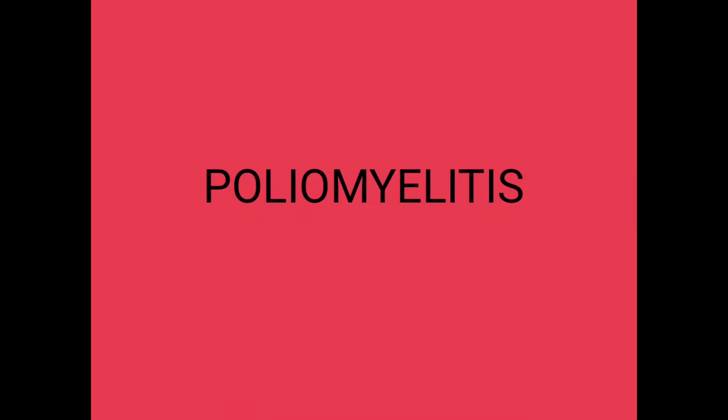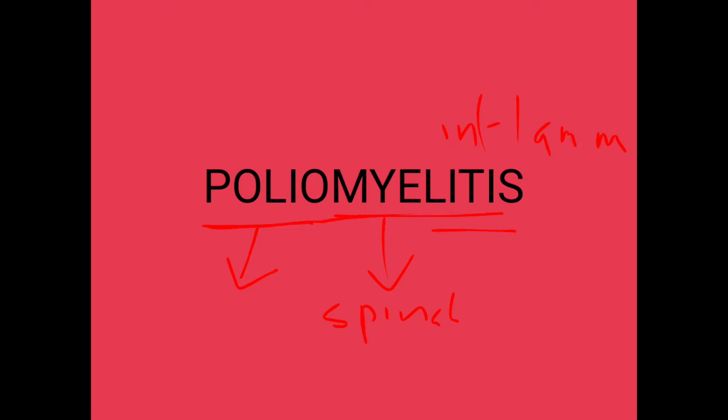The topic we'll be discussing is poliomyelitis. So polio is the organism that is causing the disease, and myelo is used when we are talking about the spinal cord, and itis is used for inflammation. So as the name indicates, this virus will be causing the involvement of the spinal cord.